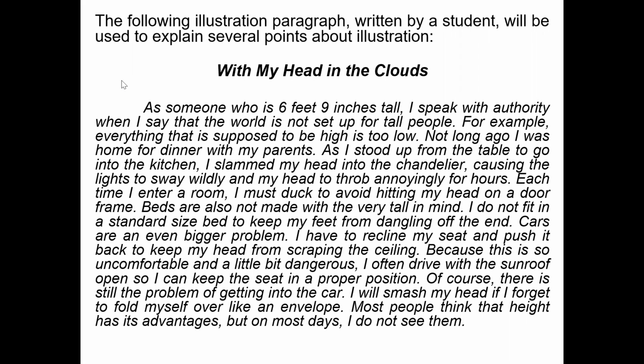All right, let's see. "As someone who is 6'9" tall, I speak with authority when I say that the world is not set up for tall people." So if you look at the first sentence here, this is considered the topic sentence for the paragraph. Right immediately after this topic sentence, you will see here the examples used in order to support why the writer has said that the world is not set up for tall people. "For example, everything that is supposed to be high is too low."